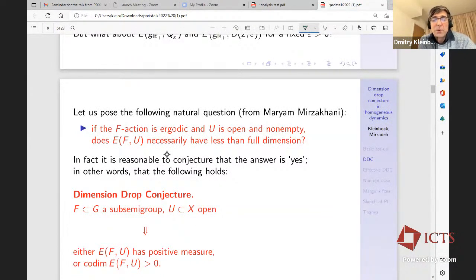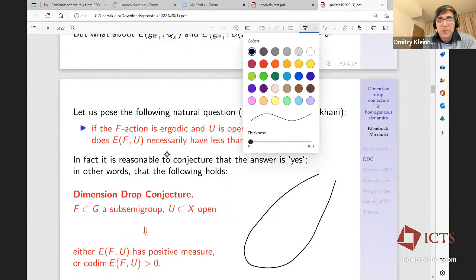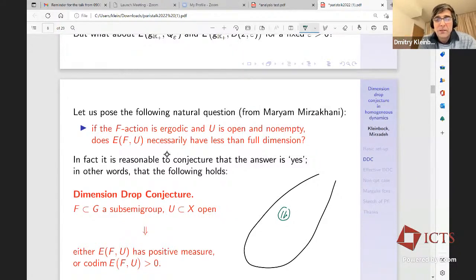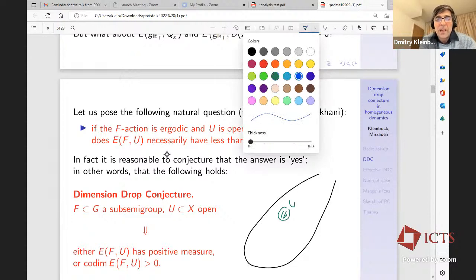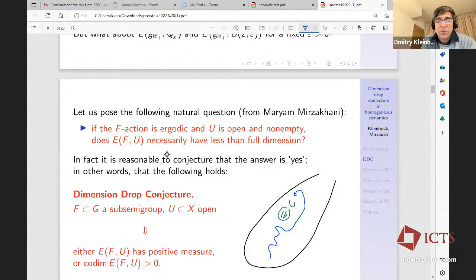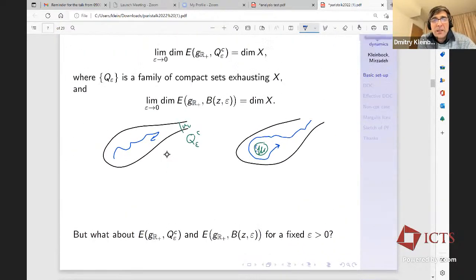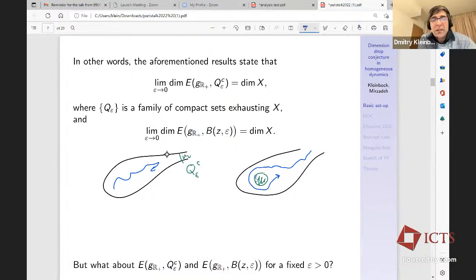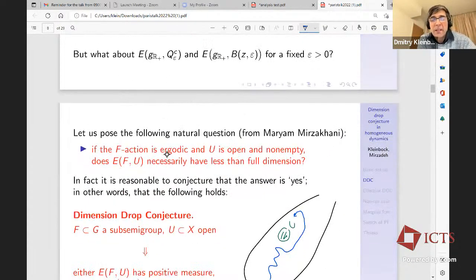So the question is as follows. Suppose you have an ergodic action, and you take U, which is open and non-empty. This is the situation. You take this U right here. Is it true that the set of points with orbits escaping U necessarily has less than full dimension? Would it be possible for this set to have full dimension? In other words, you have these sets E of something where this something shrinks, and the dimensions go up to full. But maybe at some point you do have full dimension already. Why not? This was the question of Maryam, and this is a conjecture that it doesn't happen.